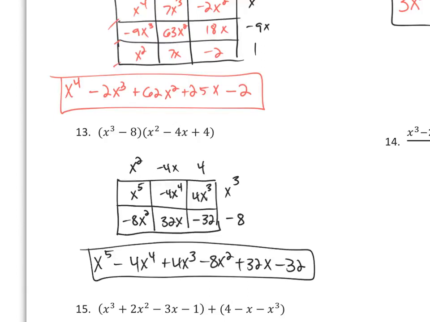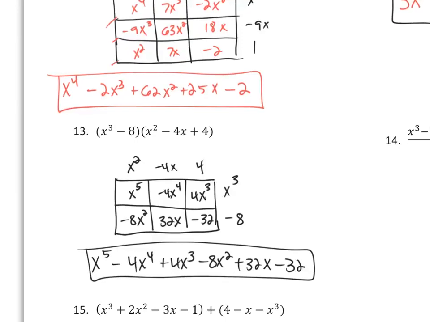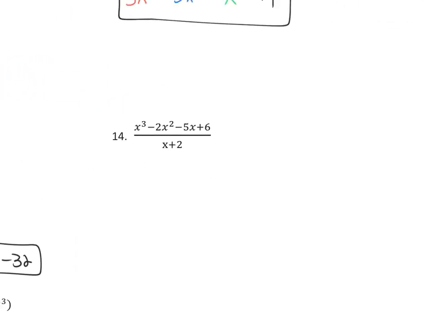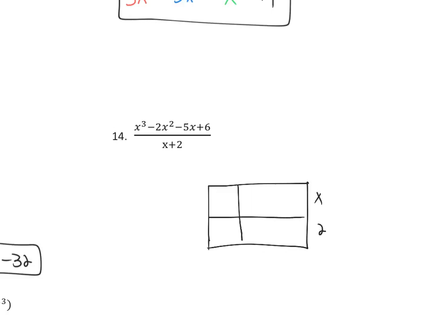Continuing with another division problem, I'm going to make my boxes. I've got x and 2, and then I need 3 spaces using the formula that I know. If you don't know the formula, that's okay. It's a good guess and check. So x to the 3rd, negative 2x squared, negative 5x, and 6. Got x to the power of 3, makes that x squared, makes that 2x.